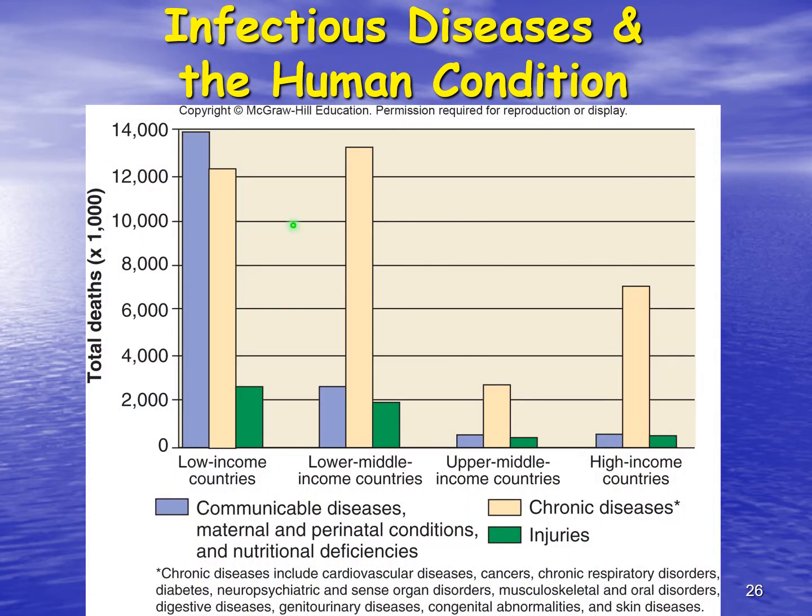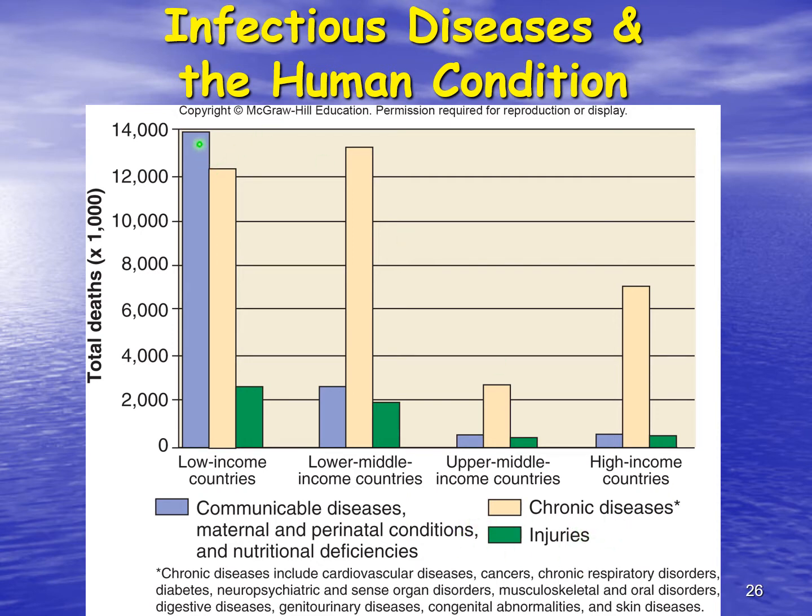This was actually a study done several years ago, but it still holds fairly true, and they looked at communicable diseases. And this included also maternal and perinatal conditions and nutritional deficiencies that are in the blue. And then they looked at chronic diseases, which include cardiovascular disease, cancers, chronic respiratory disorders, diabetes, etc., of which you can see that many of those are in that top 10 list of causes of death. And then they just looked at accidental injuries in the green.